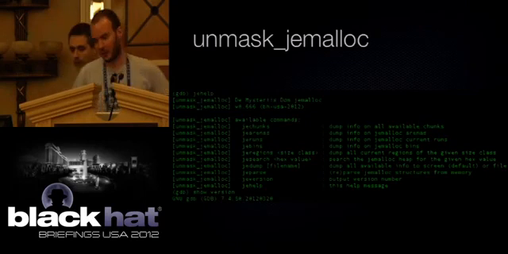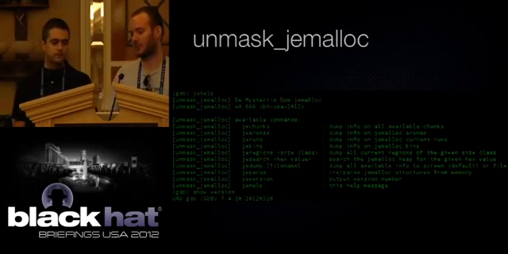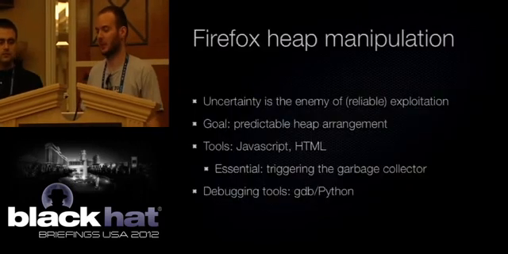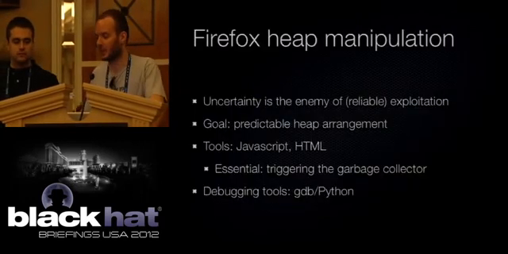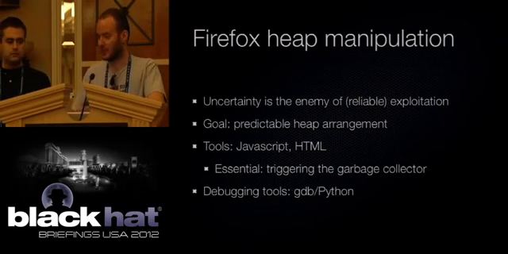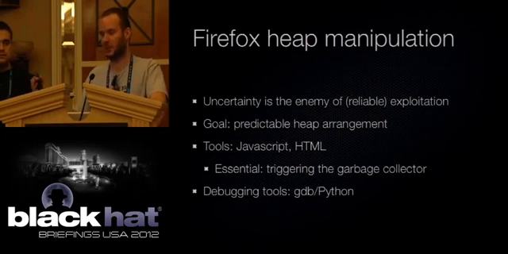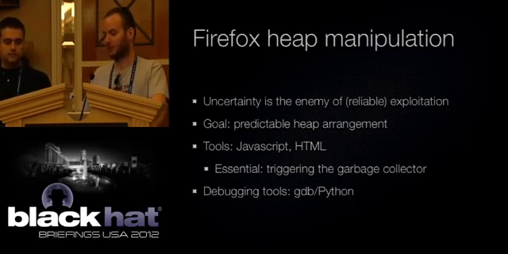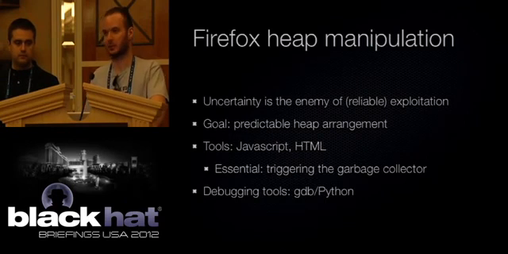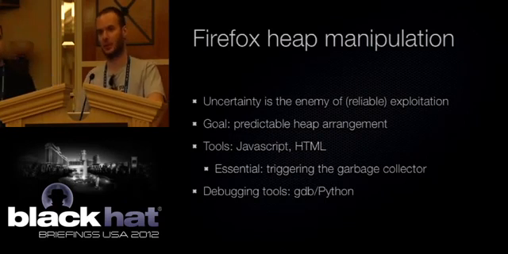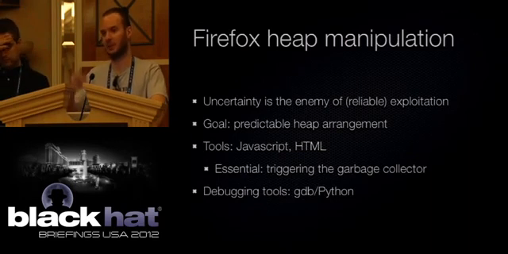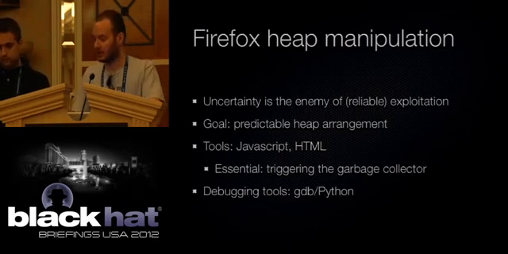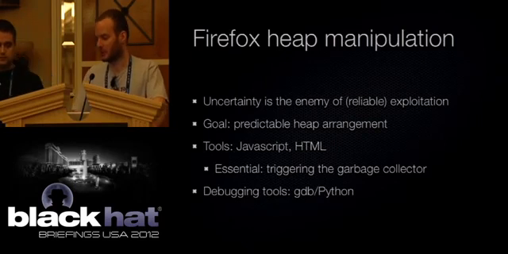So when exploiting Firefox, we need to somehow create a predictable arrangement in the heap. But unfortunately, uncertainty is the enemy of all attackers. In order to create this predictable arrangement, we use JavaScript and HTML. Of course, you can use any tool you like, for example BMP files, PNG files, SVG, or anything. It's very important that during heap spraying we trigger the garbage collector so that the memory regions that we free using JavaScript are actually physically freed from the heap. The debugging tools we used during the development were just very simple tools, GDB and Python mostly. So now let's move on to our demo.